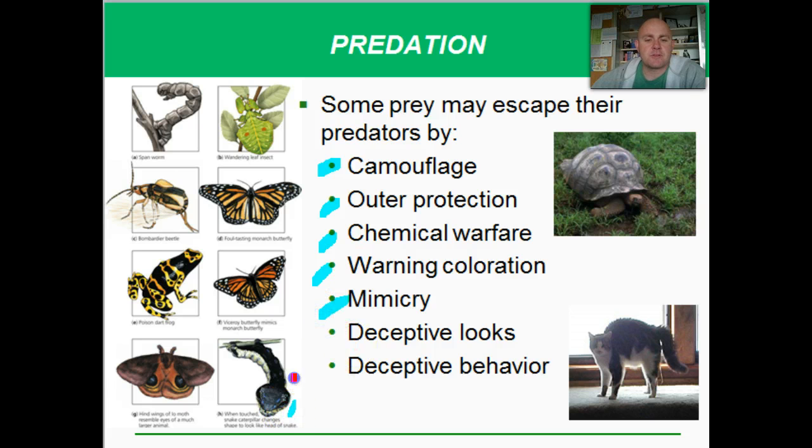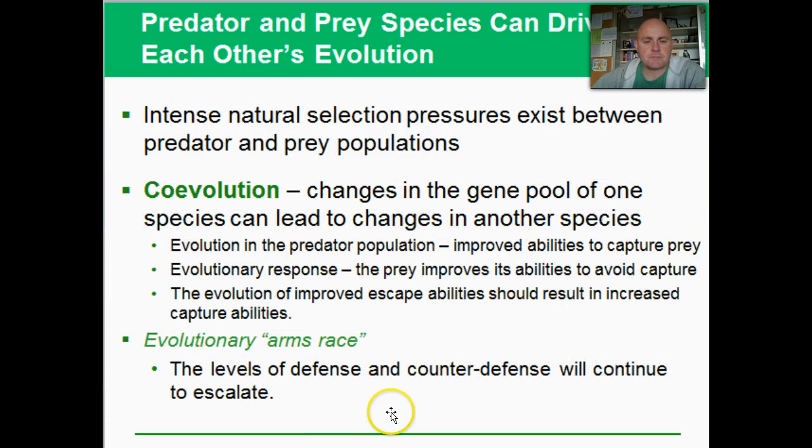They can mimic. This particular caterpillar looks like the head of a snake, so they can look like a different creature. There are general deceptive looks, like this cat, it's not this big, it's billowing up, making itself look larger than it is. And then deceptive behavior: act, scream, do different things that scare things away because they don't want to have to deal with it. This term right here is an interesting one, the idea of coevolution. This happens in predator-prey relationships.